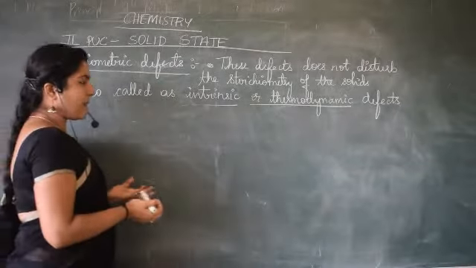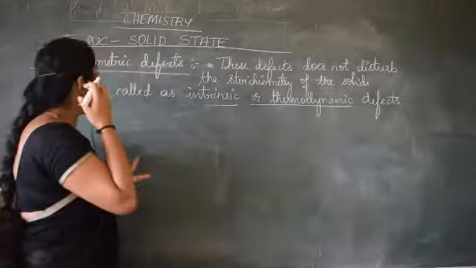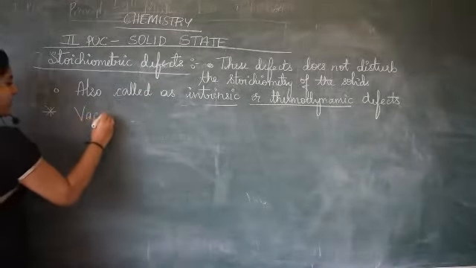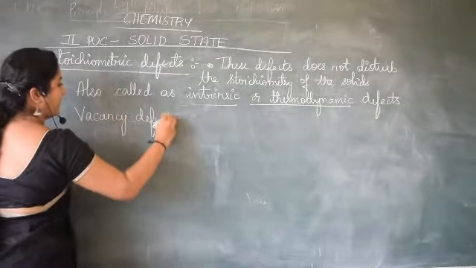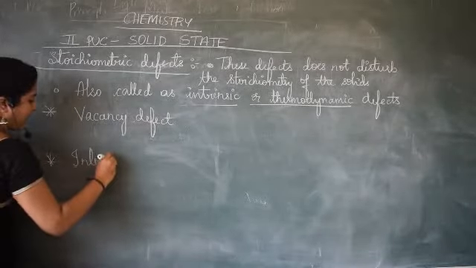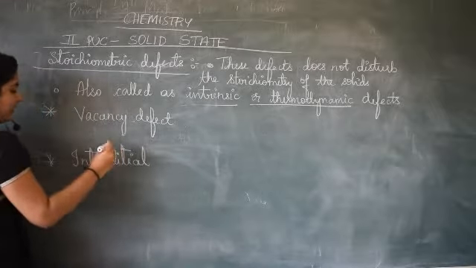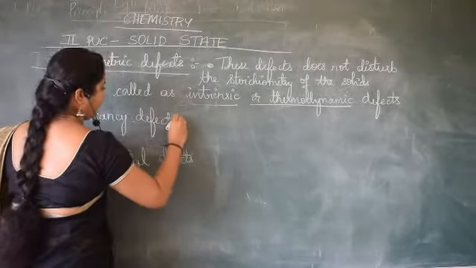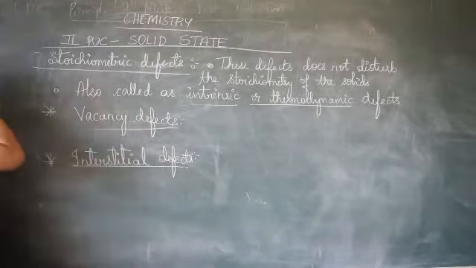In stoichiometric defects, we have two more types of defects, which are called vacancy defect and interstitial defect. Two types of defects are vacancy defects and interstitial defects.